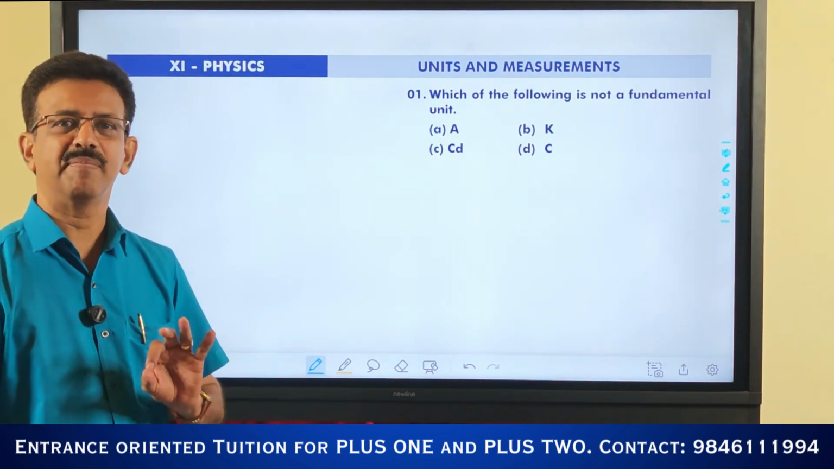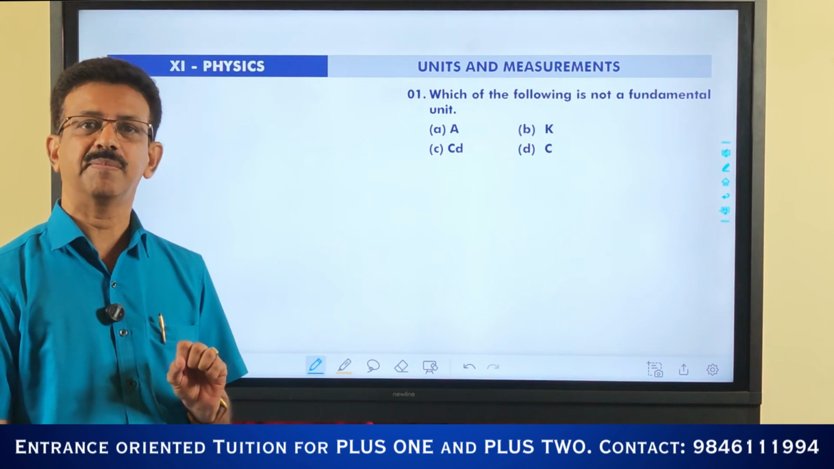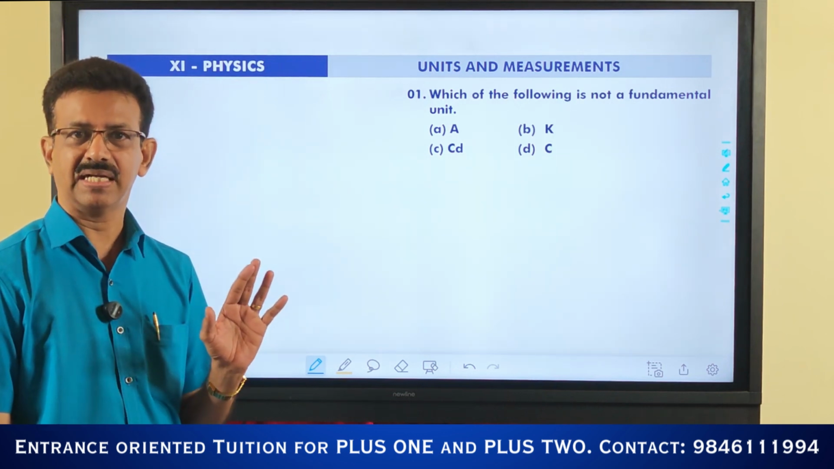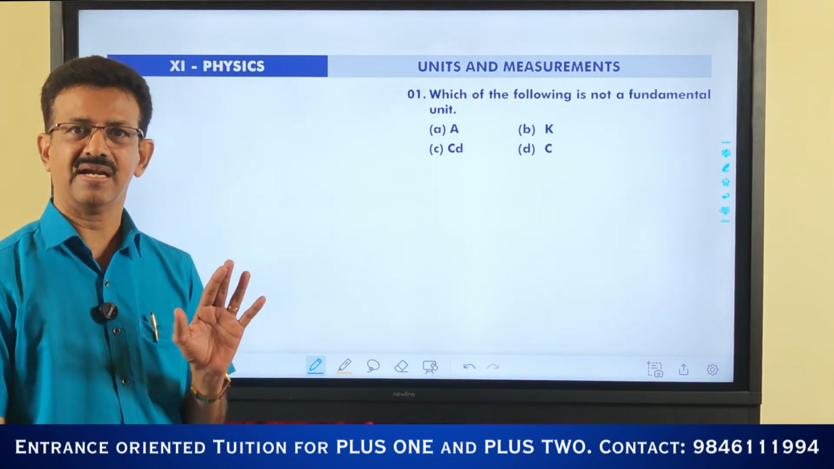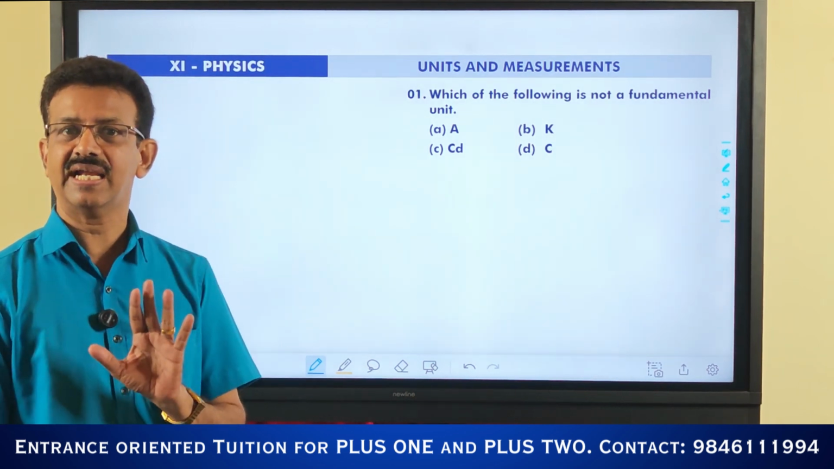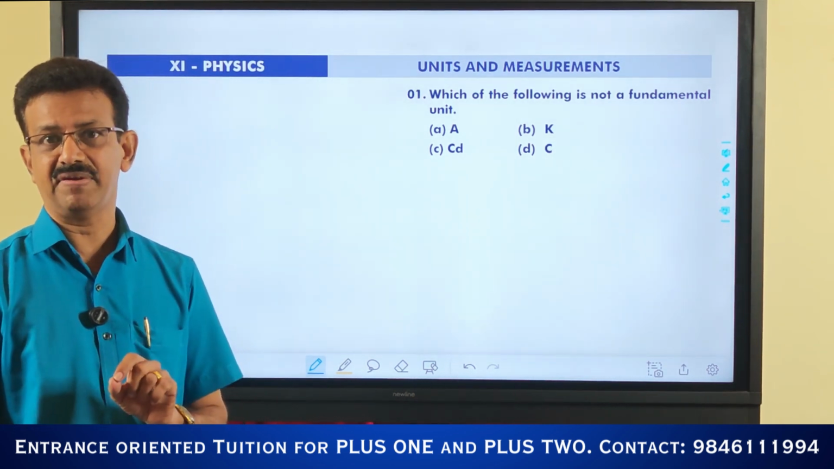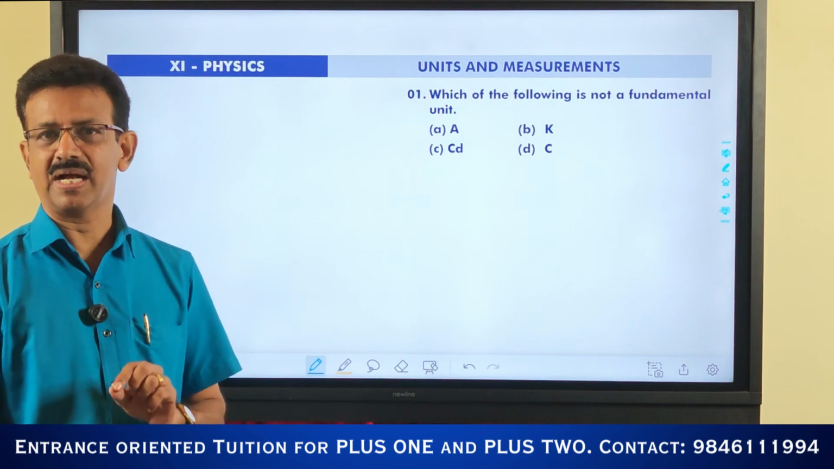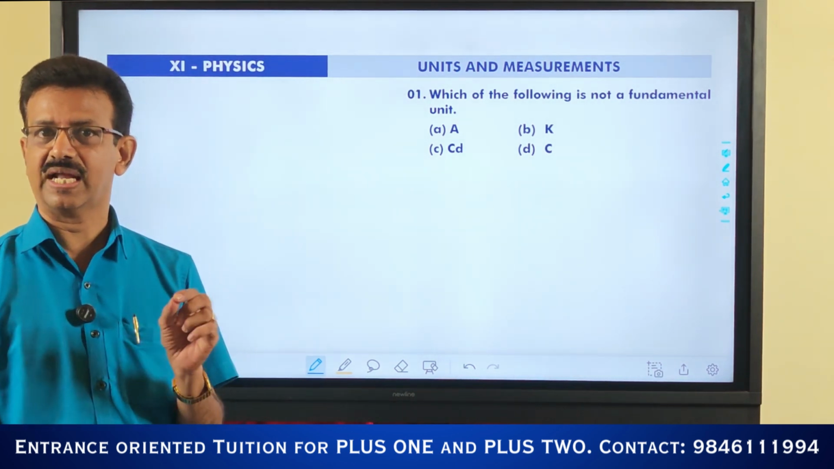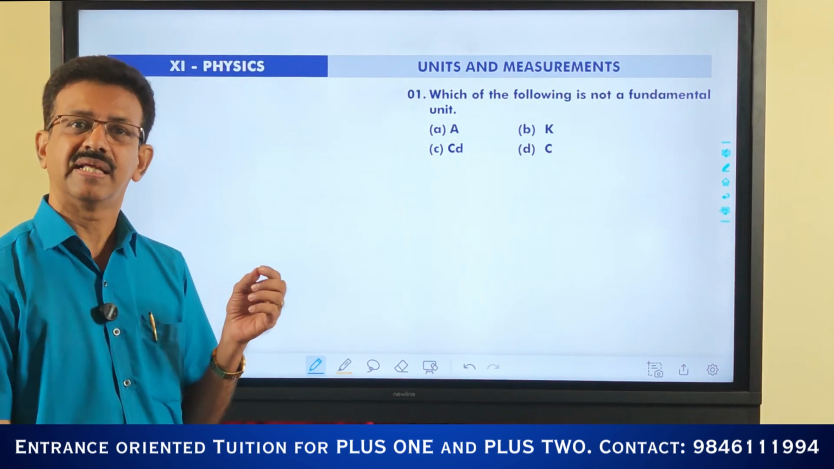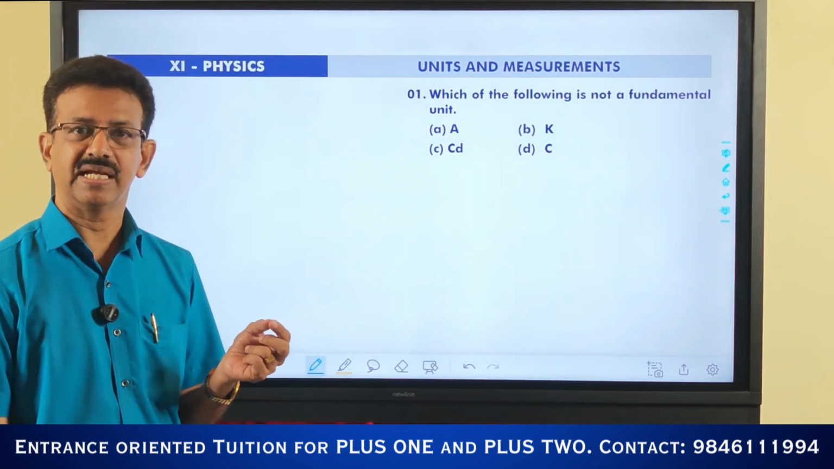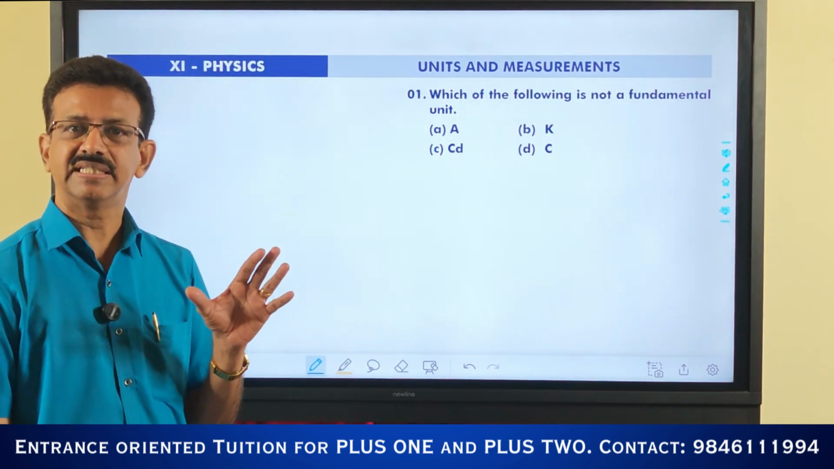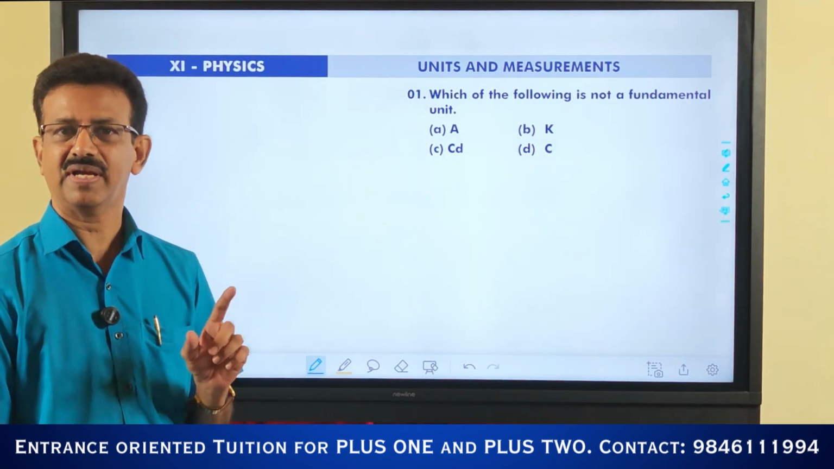I'll tell you something about the fundamental units. In the SI system, 7 quantities are taken as the fundamental quantities: mass, length, time, electric current, temperature, luminous intensity, and amount of substance. And each one has its own unit. The fundamental units are kilogram for mass, meter for length, second for time, ampere for current, Kelvin for temperature, candela for luminous intensity from optics, and mole for amount of substance. These 7 are the fundamental units of the SI system.